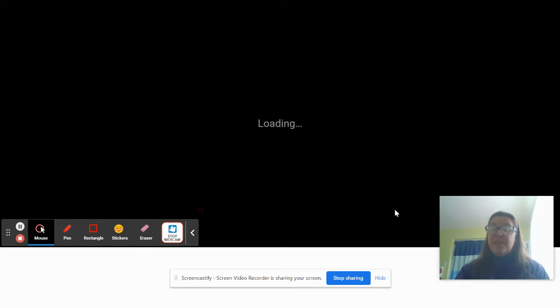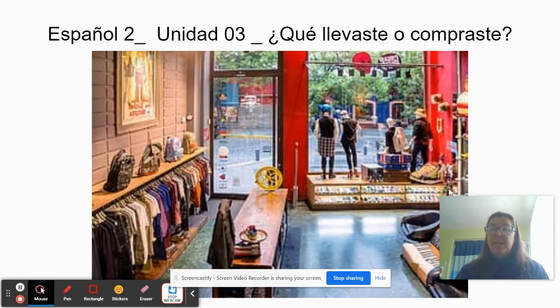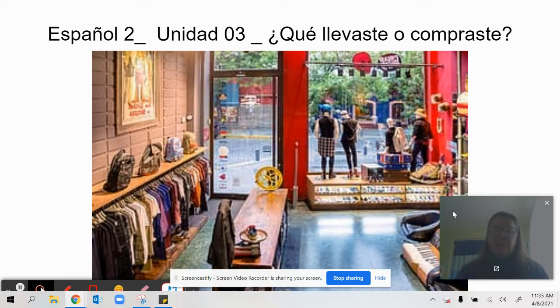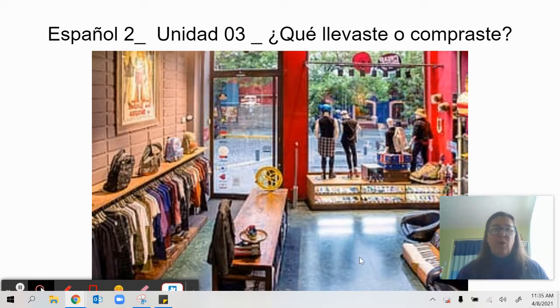So let's practice expressing what we bought or what we wore yesterday. We've been studying other things in the past in Spanish too. We were learning the imperfect, what we used to do as a child or what was going on. Now we're going to work on the preterite, el pretérito, what we did. So, ¿qué llevaste? What did you wear? Or ¿qué compraste? What did you buy?